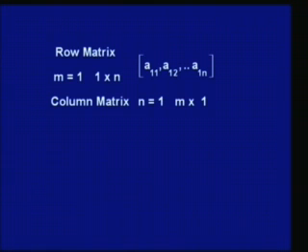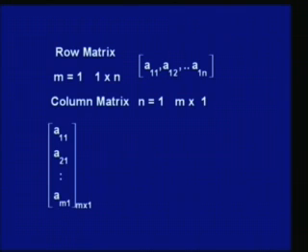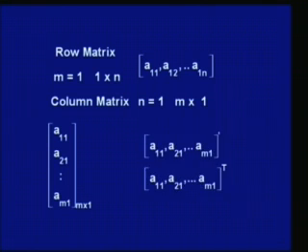The column matrix has 1 column only. So, N is equal to 1. The order of the matrix is M by 1, and this is how a column matrix will look: A11, A21, AM1, and we say it is of order M by 1. To save space, some authors represent the column matrix like this, with a dash or sometimes denoted by T. Later on we will see more about this.